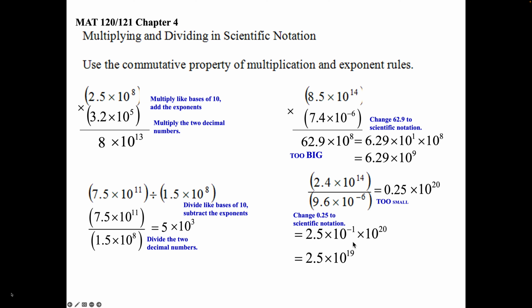So shortcut: when I multiply, if I'm too big, I have to add 1 to my power. If I divide and I'm too small, I have to subtract 1 from my power. Okay, and that wraps up our first video for 4.1 and 4.2.